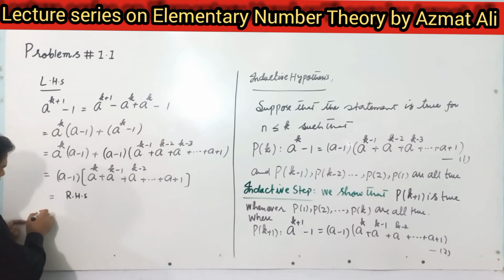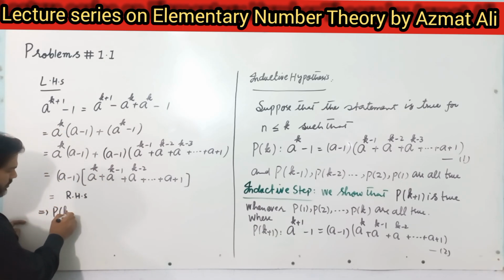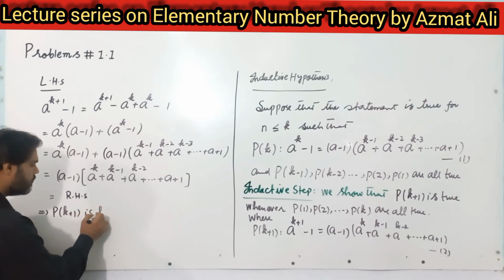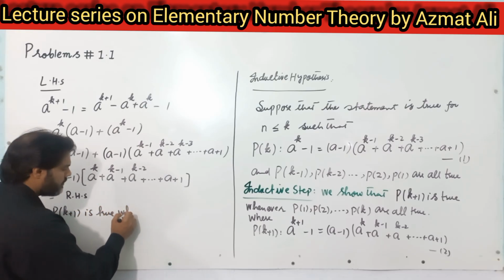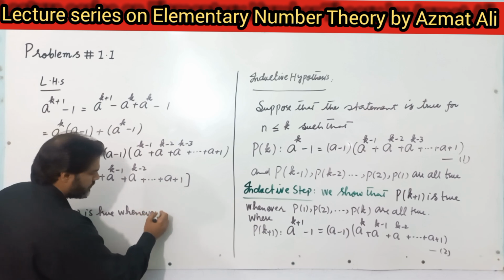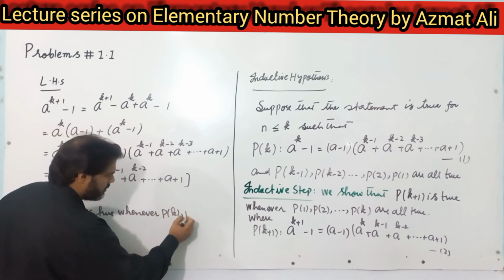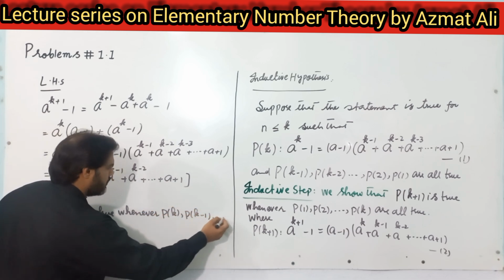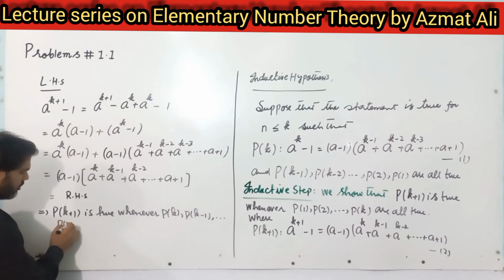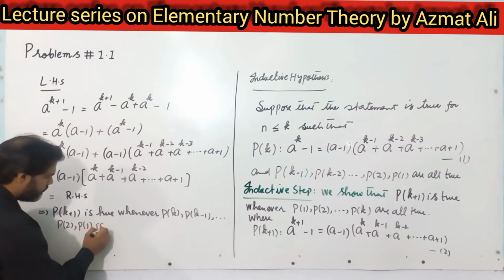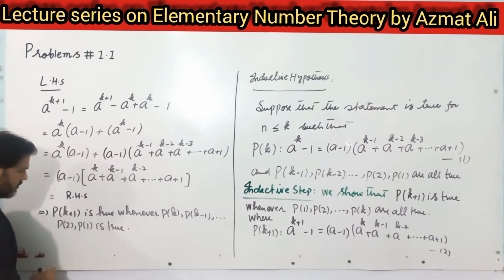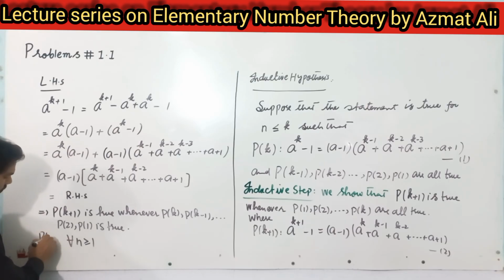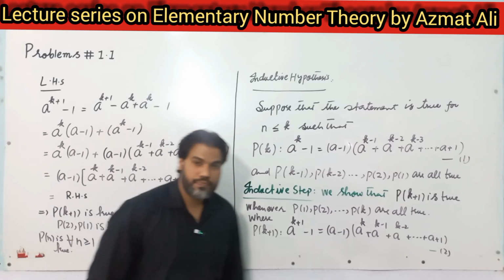This shows that the statement P(k+1) is true whenever the statement for n equal to k, k minus 1, up to 2, 1 is true. Hence, by the second principle of finite induction, the statement is true for all n greater than or equal to 1. P(n) is true for all n greater than or equal to 1.